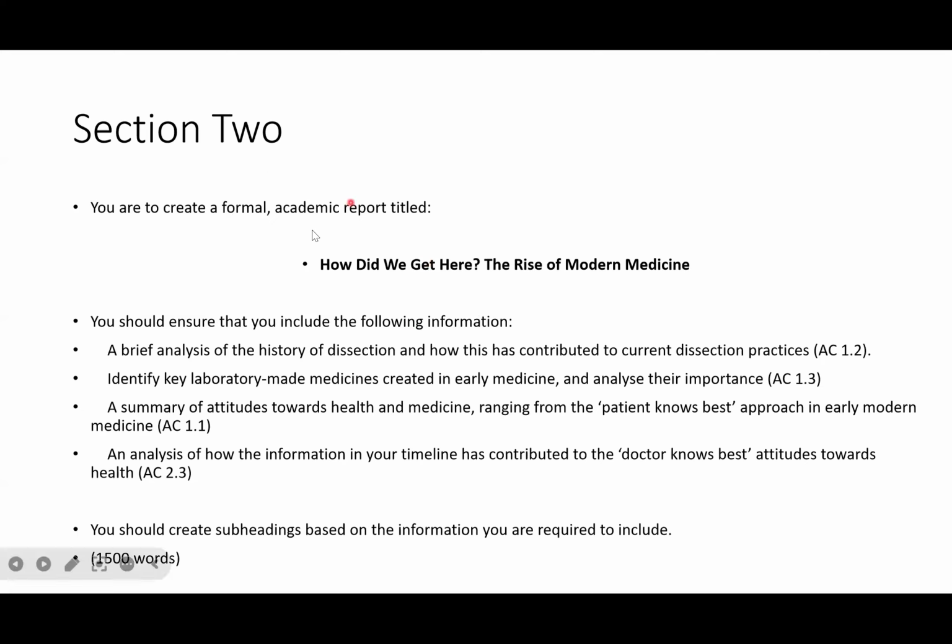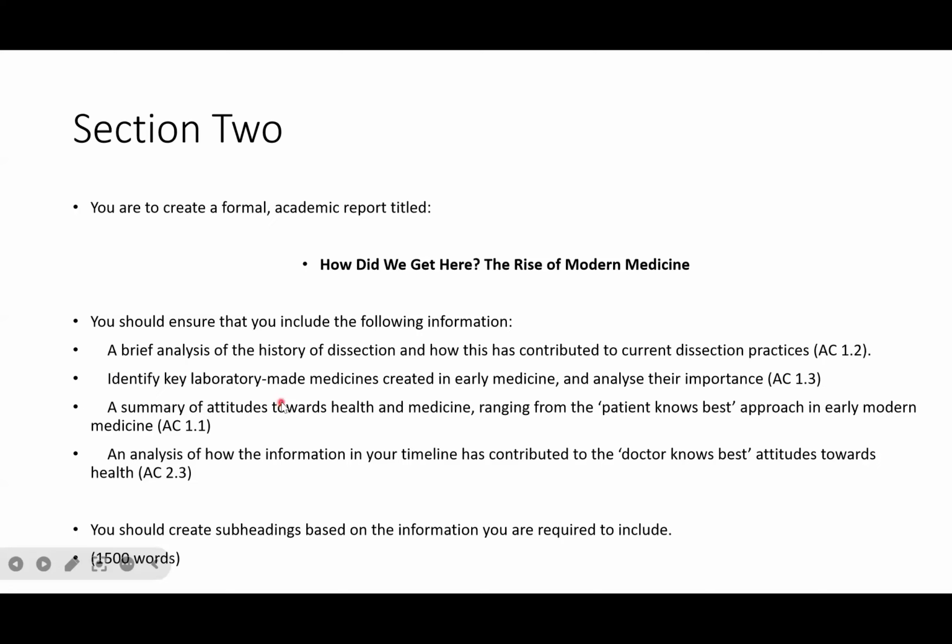Now that I've said this, I'll clarify it also. Even if you go beyond 10, that's okay, but ideally 10 is fine. How did we get here? The rise of modern medicine. You should ensure that you include the following information here. First, a brief analysis of the history of dissection and how this has contributed to current dissection practices. So it's evolution. This you will get from the documents we've sent across for you to study.